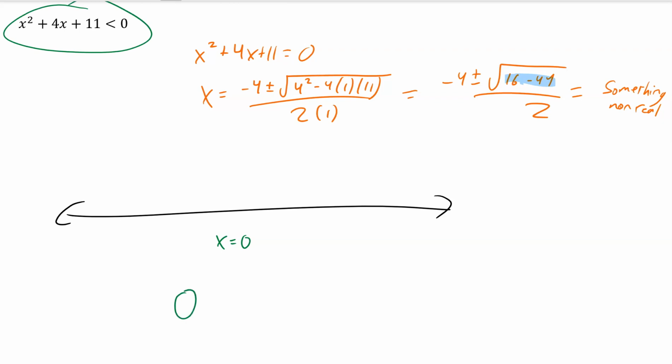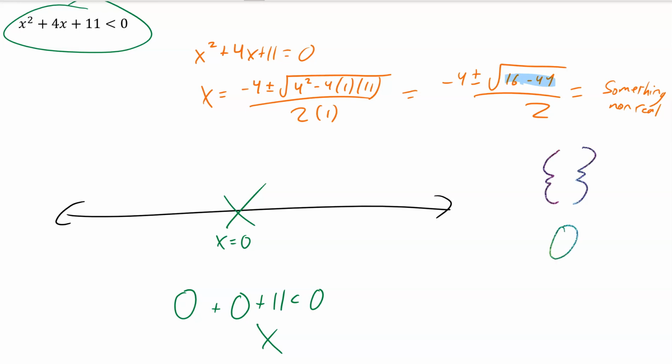0 squared plus 4 times 0 plus 11 is less than or equal to 0. Nope, not true. So literally no solution to this. There is no x value that will make x squared plus 4x plus 11 less than 0. My answer would be empty set, or no solution. Or I'd draw a number line and not shade anything in, kind of passive aggressively.